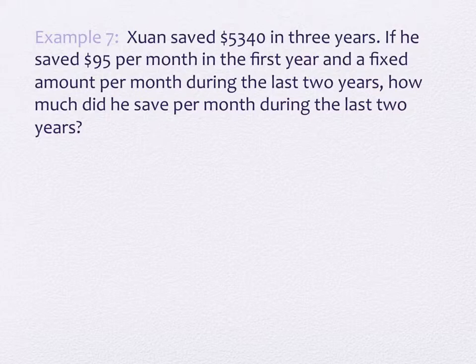So here's an example. Juan saved $5,340 in 3 years. If he saved $95 per month in the first year and a fixed amount per month during the last 2 years, how much did he save per month during the last 2 years? So there's lots of steps to this problem. You are not going to just be able to do one thing and be done. So what do you think you might try to do first, or what do you see as being a valuable thing to do first in this problem?